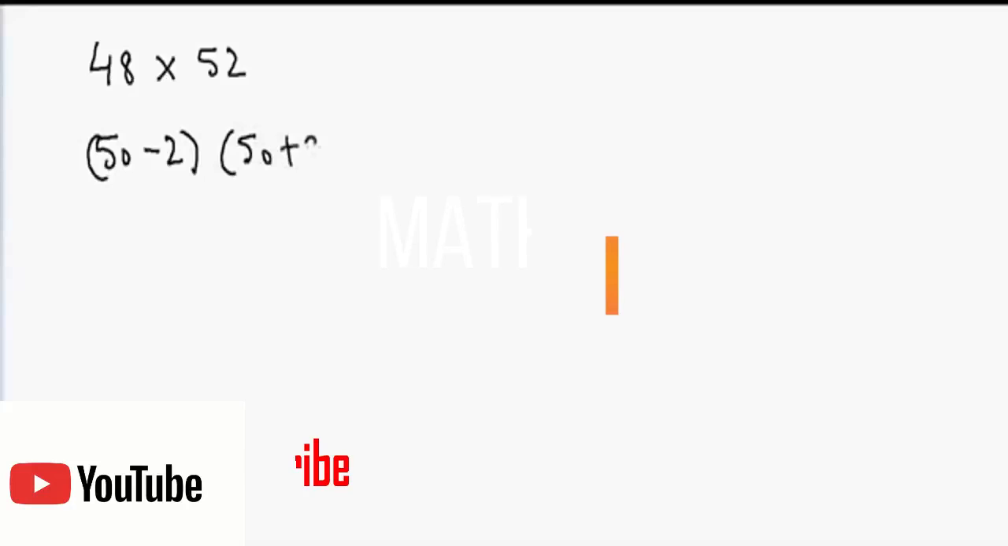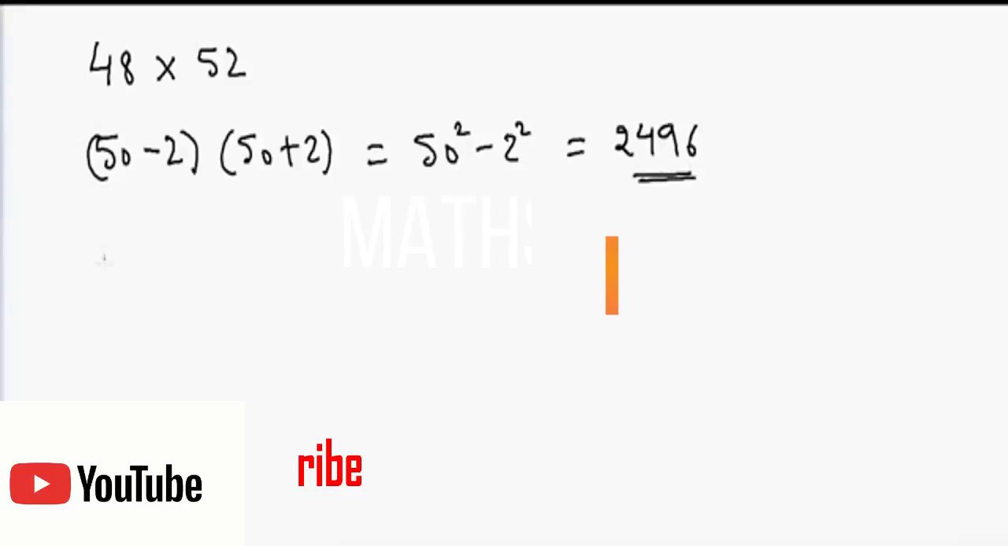For example, suppose if I have to multiply 48 and 52, so how will I do that? If you look at it carefully, these numbers are symmetrical around 50. So this can be written as 50 minus 2 and 50 plus 2. So that will be equal to 50 square minus 2 square. So the answer will be equal to 2496.